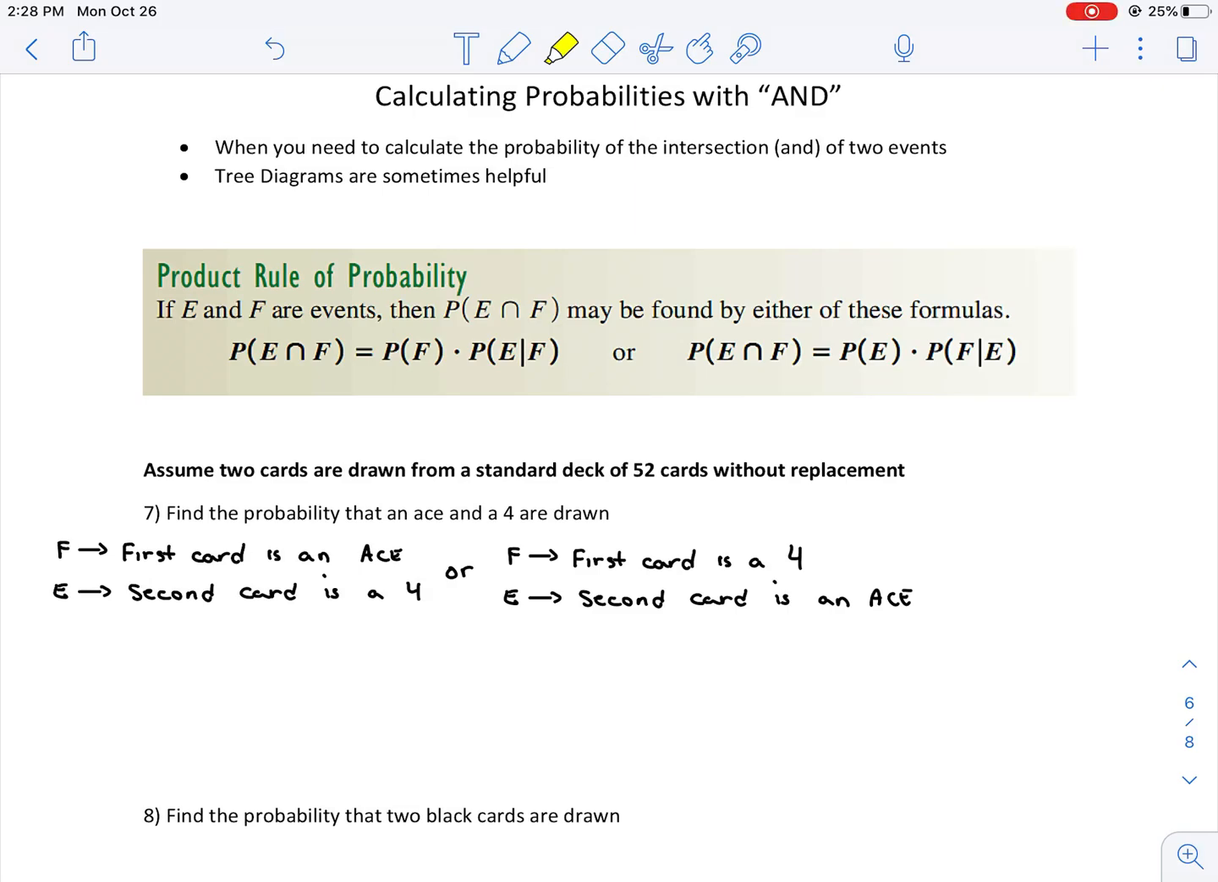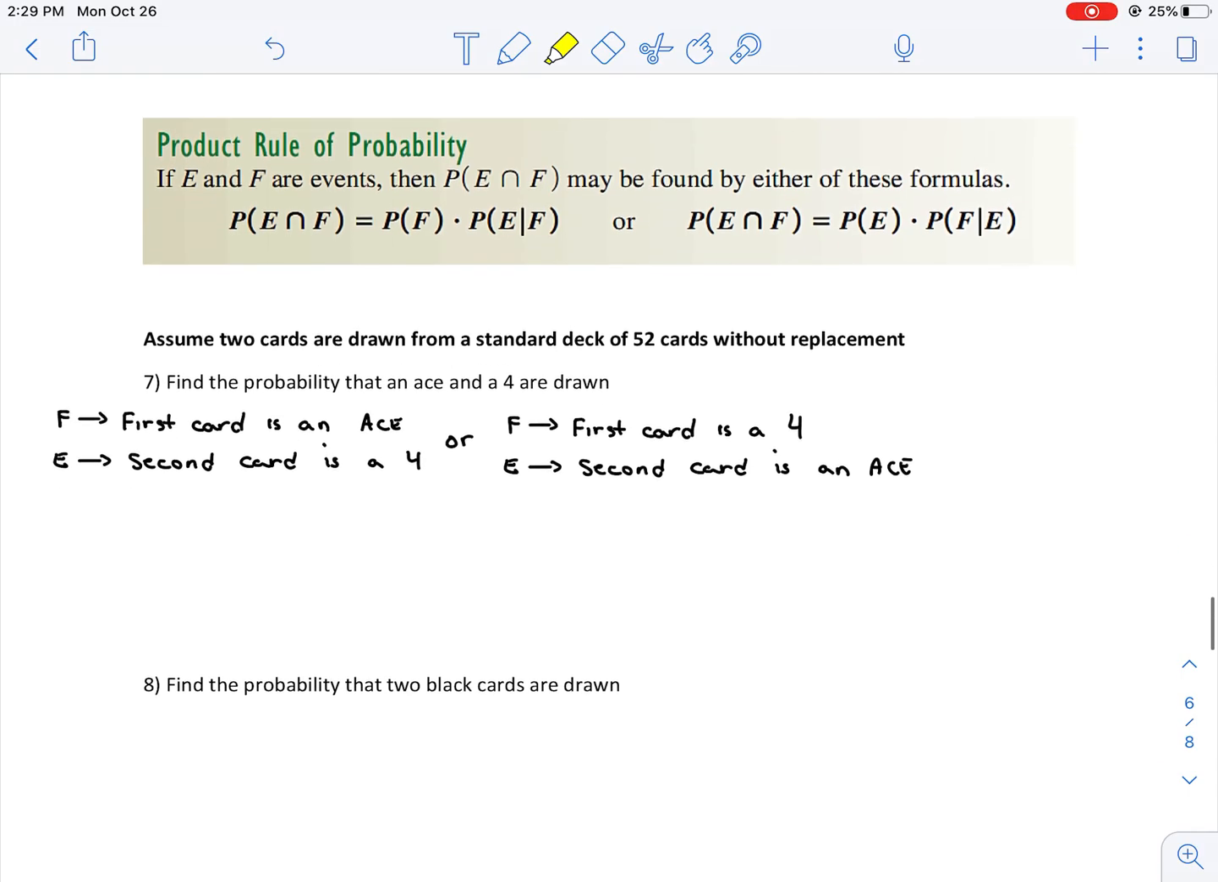Hello class, in this video I'll be showing you how conditional probability can be used to determine the probability of the intersection of two events. Let's begin.